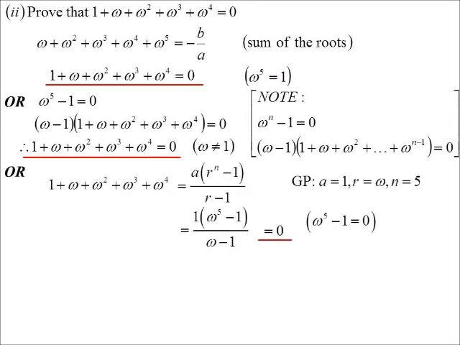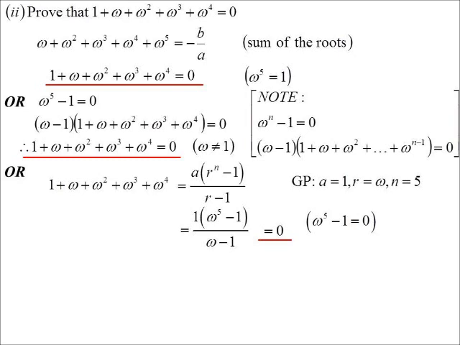Another way we could do it. There's yet another way. What I've got there is a geometric series: 1 plus omega plus omega squared, omega cubed, and so on. So if I use my geometric series formula, then I've got a is 1, r is omega, number of terms is 5. So a(r to the n minus 1) over r minus 1. Okay, we've got omega to the power of 5 minus 1. But hang on, omega to the power of 5, we know that's equal to 1. So that's going to equal 0. So there's a third way we can prove that.